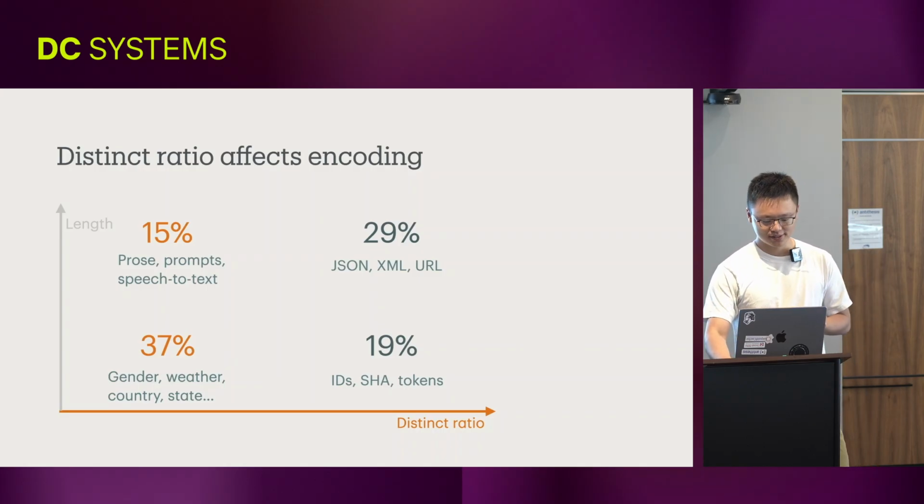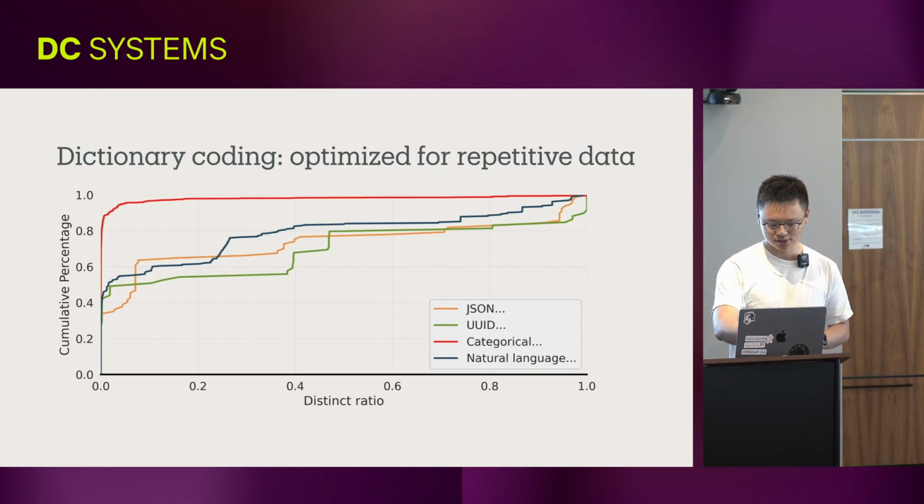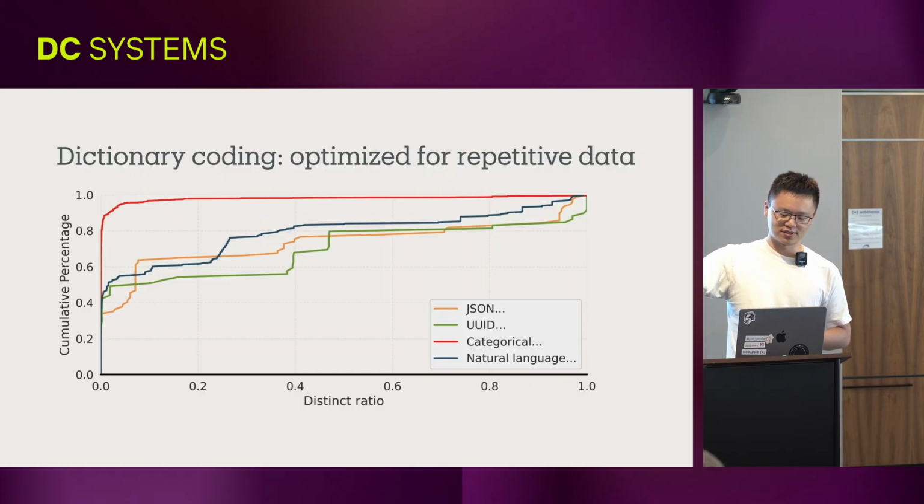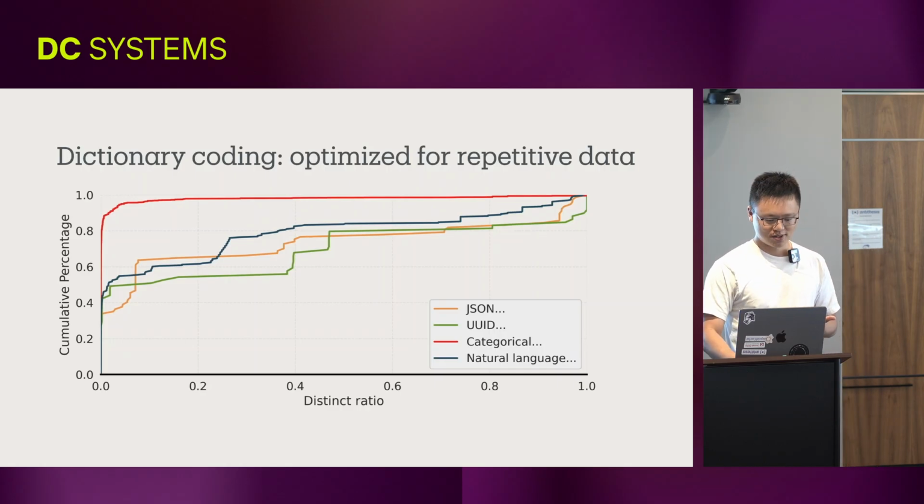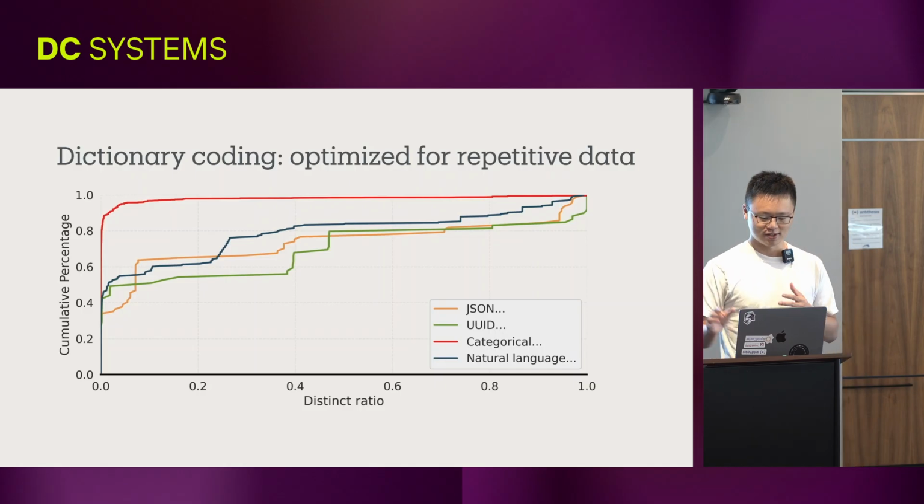For the repetitive strings, here's an even more zoomed-in view. Those are the 4 string categories, and this is the distinct ratio on the x-axis. The y-axis is the cumulative percentage of the string columns. For the categorical data, like countries, genders, those are almost all less than 10% in distinct ratio. But for other string types, they tend to have long-tail distinct ratios.